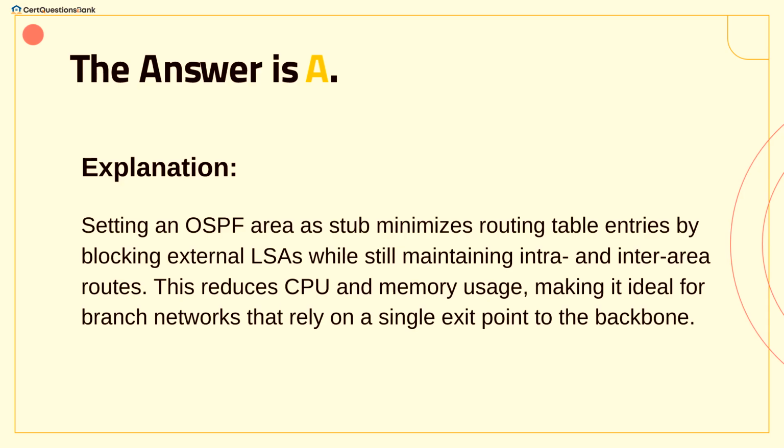Setting an OSPF area as stub minimizes routing table entries by blocking external LSAs while still maintaining intra- and inter-area routes. This reduces CPU and memory usage, making it ideal for branch networks that rely on a single exit point to the backbone.